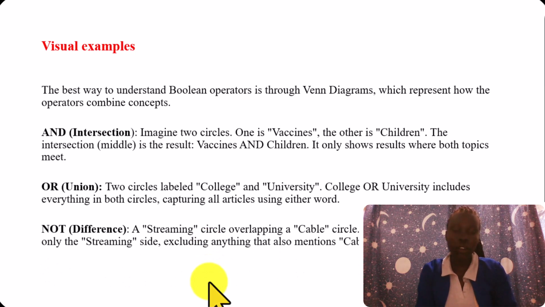Then we have NOT, a difference. So we have understood AND as an intersection, and OR as a union that gets results for both. If you say NOT, it means you're excluding a certain thing. For example, a streaming circle overlapping a cable circle. You say streaming NOT cable, and it returns only the streaming side, excluding anything that also mentions cable.